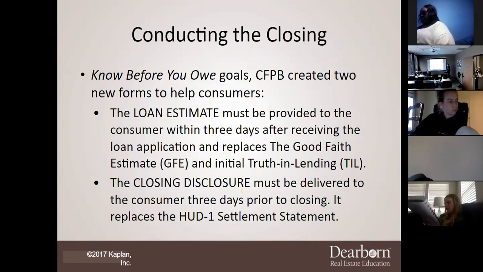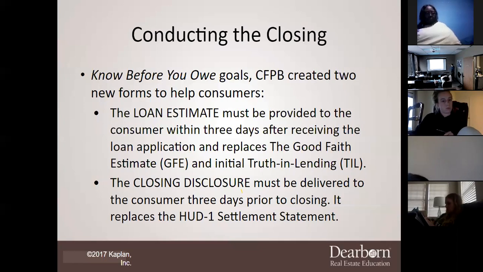And we're still conducting the closing. Know Before You Owe goals. The CFPB created 2 new forms to help consumers. The loan estimate must be provided to the consumer within 3 days. Remember, 3 days, big one. After receiving the loan application, and it replaces the Good Faith Estimate, or the GFE, and the Truth in Lending Act disclosure. So it basically took these 2 forms and put them into one form.